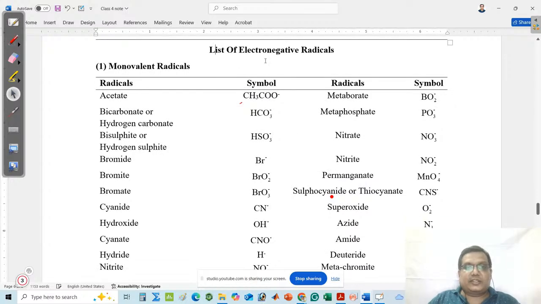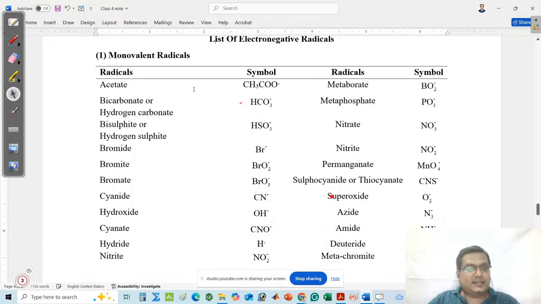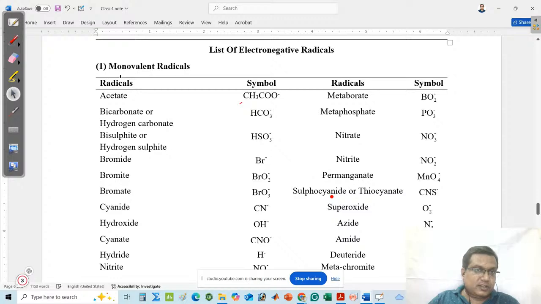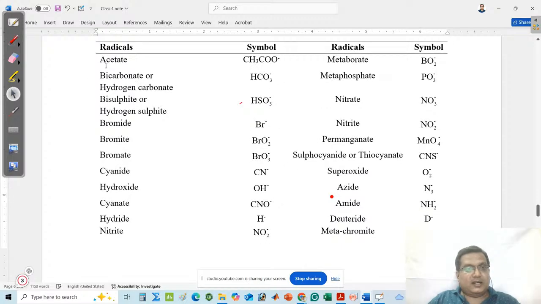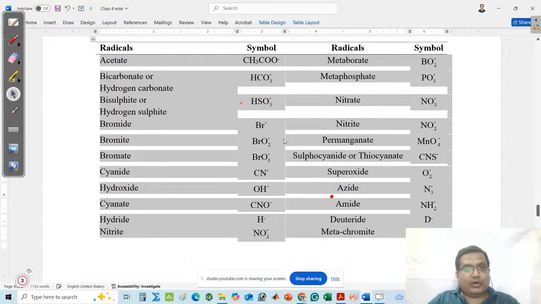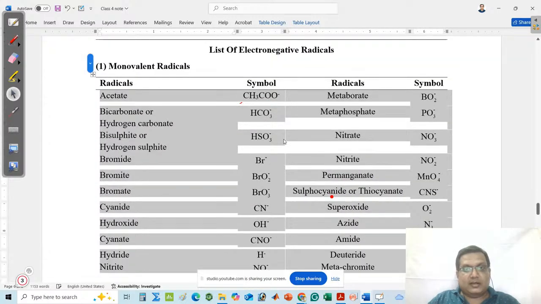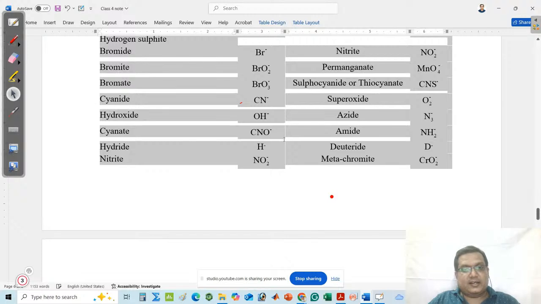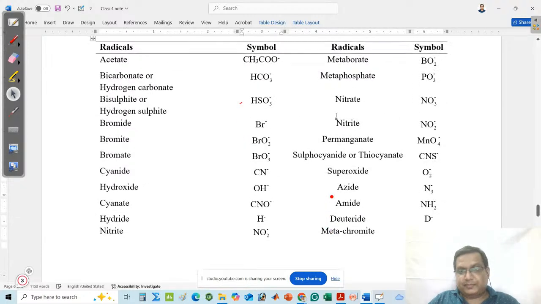Next, I will move to the list of electronegative radicals. At first, I will discuss the monovalent radicals. Look at that. These are the list of monovalent electronegative radicals. That is your acid radical. Here you can remember the names. Your NO3 minus means your nitrate.